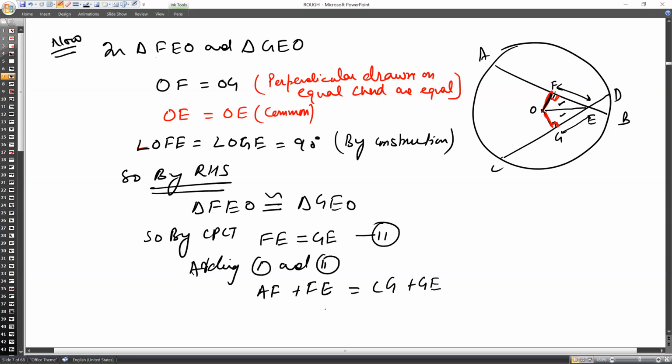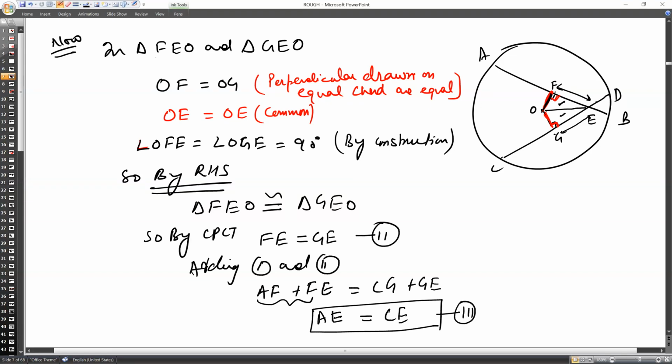CG plus GE. And what does AF plus FE give you? It gives you AE. And what does CG plus GE give you? This will give you CE. So we have proved AE equals CE. This is our third equation, and this we had to prove. So this we have proved.